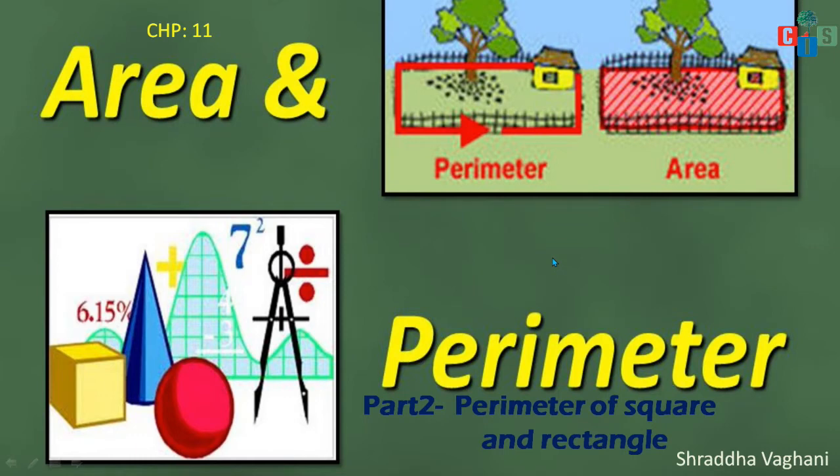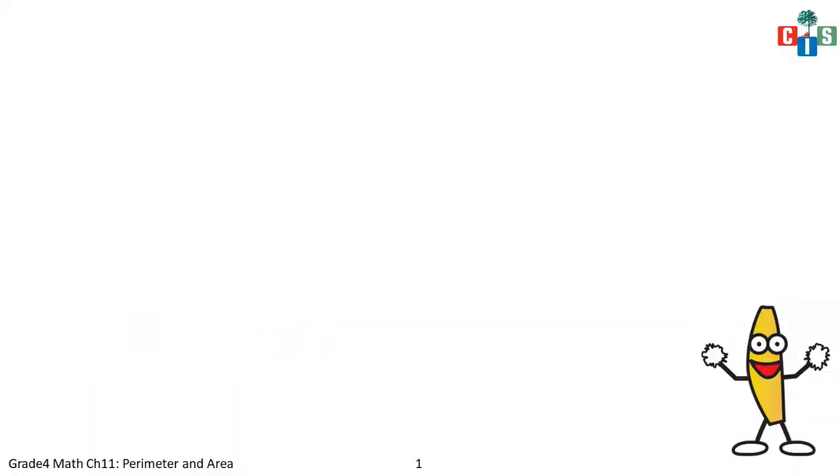In the last session we saw what exactly perimeter is. Today we are going to see the perimeter of specific shapes, that is, a square and a rectangle. Perimeter is actually the boundary of any shape.